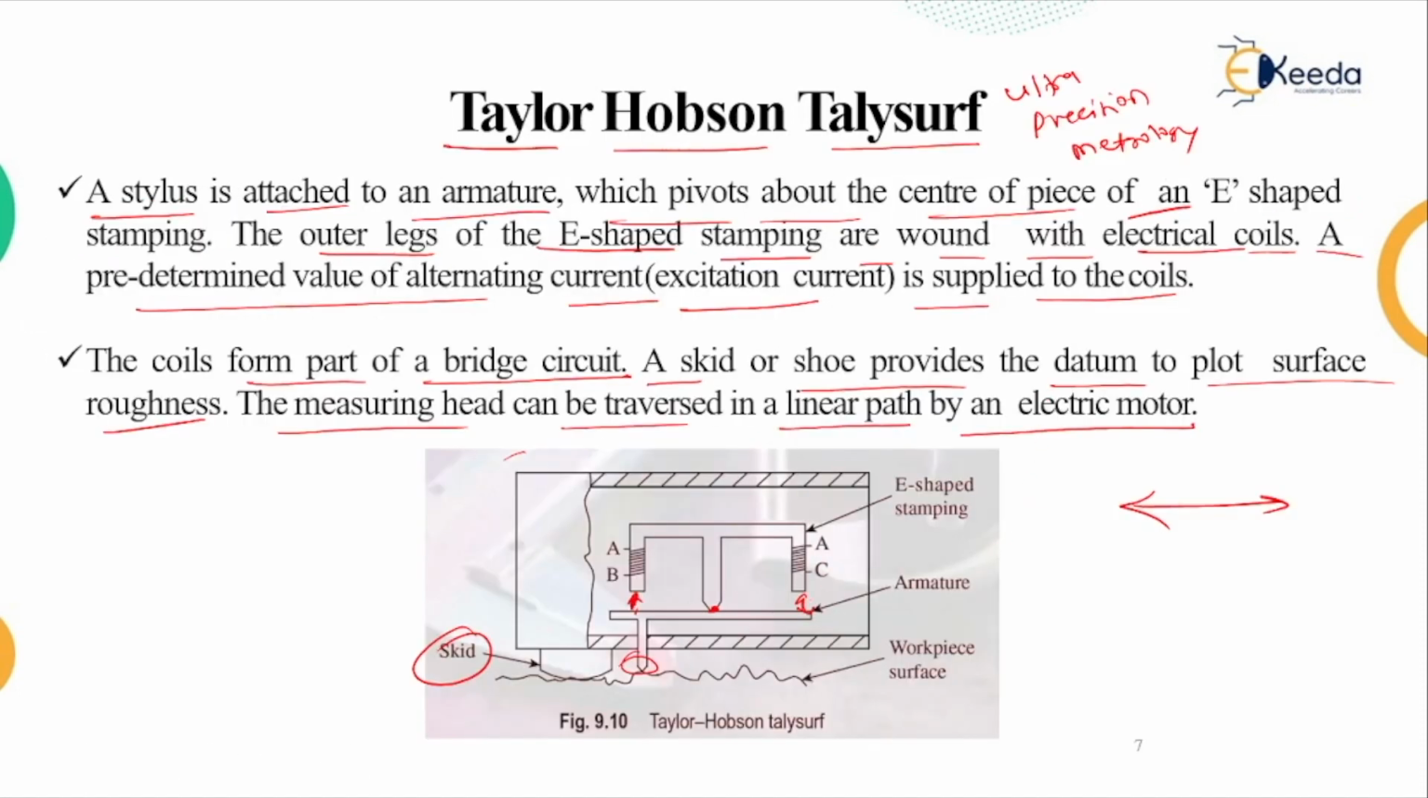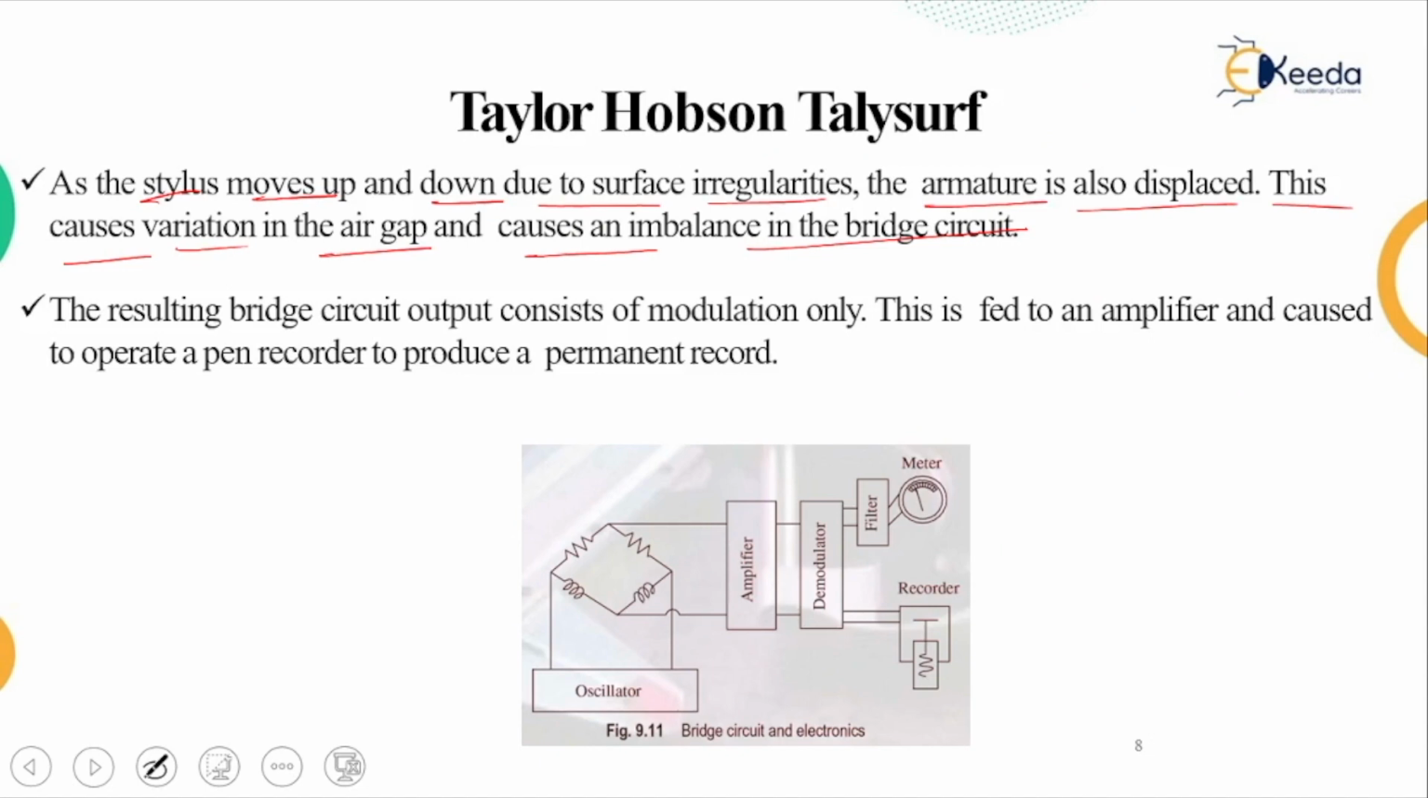Here is an air gap. If there is a peak here, then this gap will reduce and this gap will increase. If there is a valley, then this gap will increase and this gap will reduce. So accordingly there will be a change in the gap, and this air gap causes an imbalance in the bridge circuit.